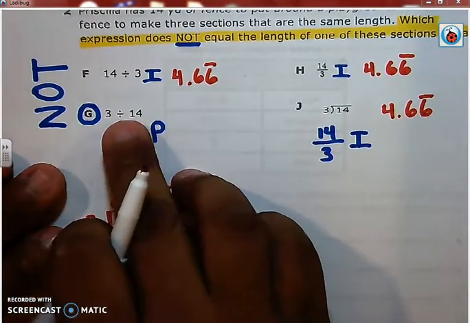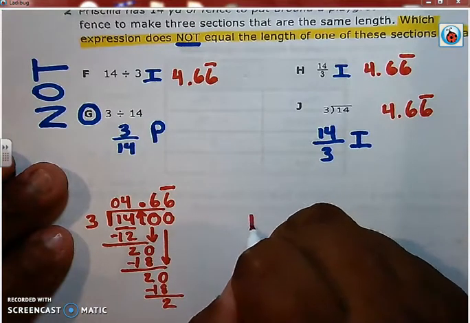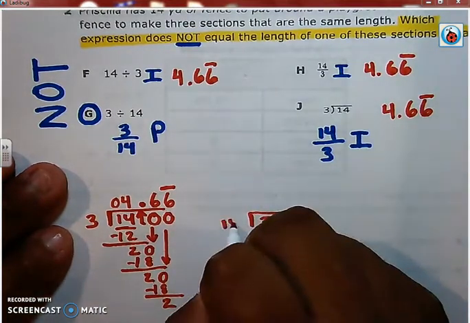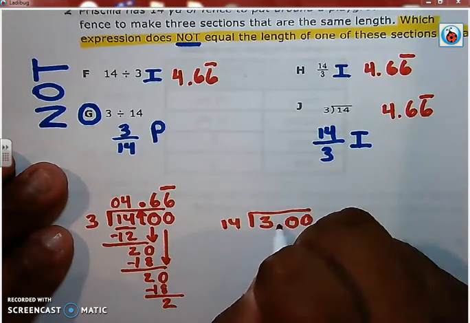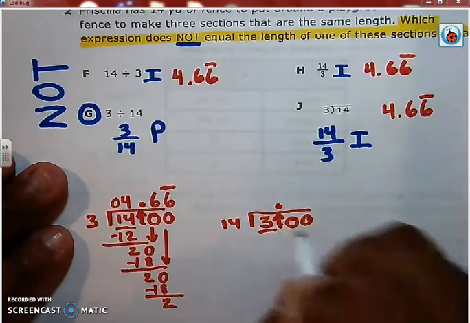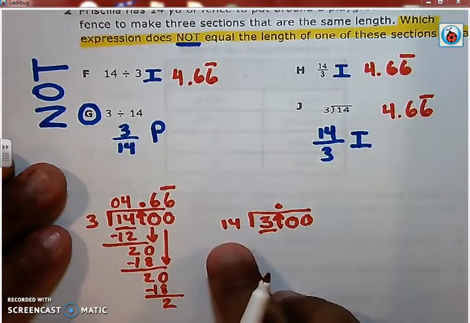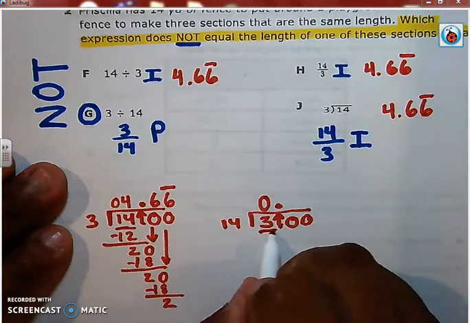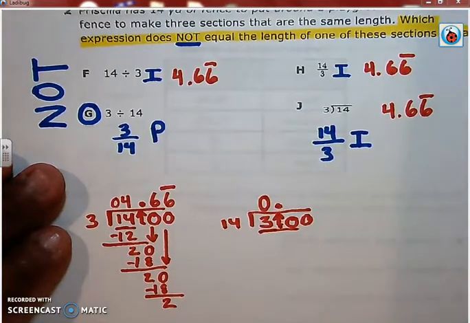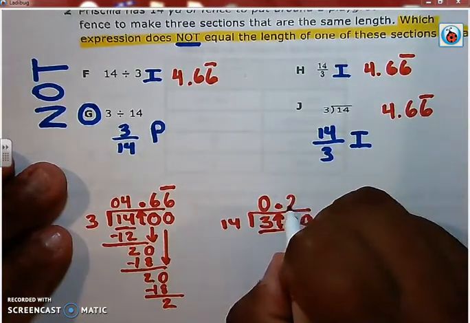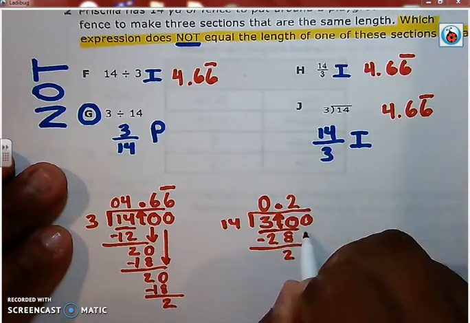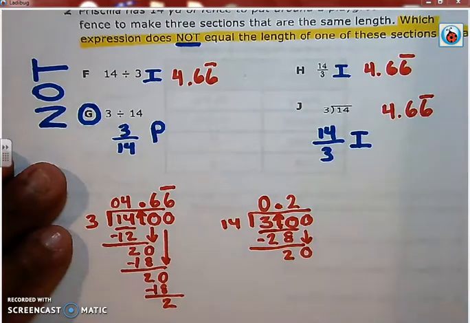The last one, 3 divided by 14. 3 on the inside, 14 on the outside. Turn it into money, bring up the decimal, underline the first number. I have 14 controllers. Can 3 people play? No. I have 30 controllers. Can 14 people play? Yes. 2 times. That's 28. Sister subtract. Brother bring down. I have 20 controllers.